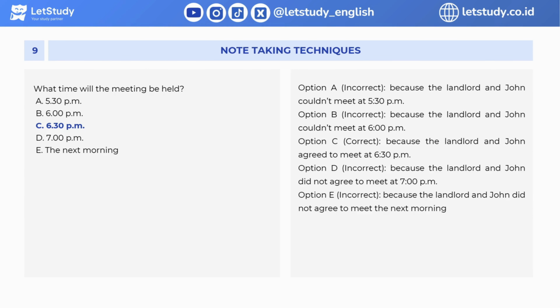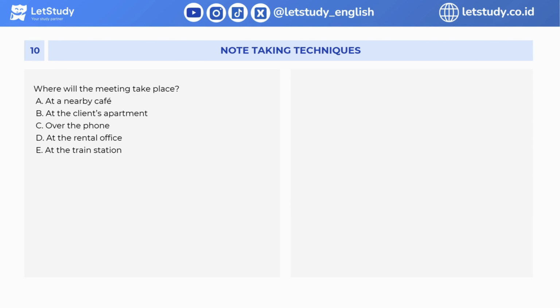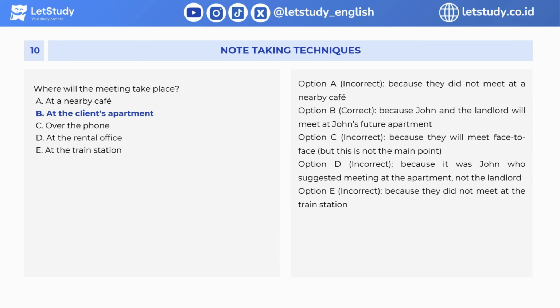You should. And the last question, where will the meeting take place? A. At a nearby cafe. B. At the client's apartment. C. Over the phone. D. At the rental office. E. At the train station. The answer is B.